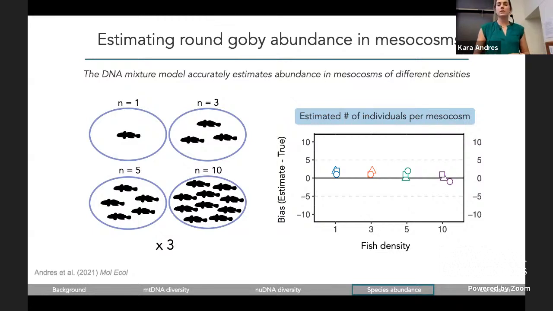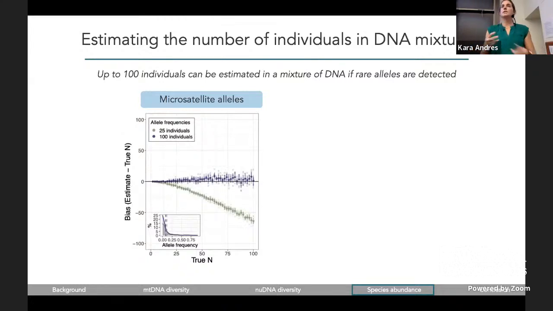Just how many individuals can we estimate from an environmental sample using this DNA mixture approach? So we simulated mixtures of individuals based on a published goby data set. This data set had genotypes for 127 gobies at both microsatellite loci as well as a segment of the mitochondrial genome. So just focusing on the microsatellite alleles, from those 127 individuals, we drew different mixtures of them.